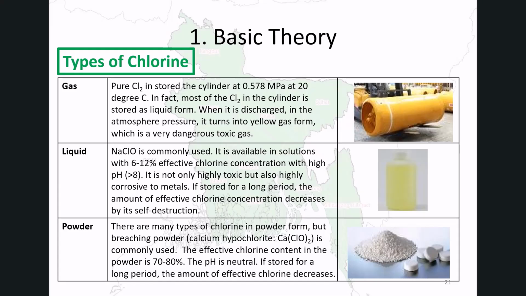Powder chlorine, such as bleaching powder or calcium hypochlorite, is often used in Porshwa water treatment plants. It is dissolved in water to prepare a solution and then injected by pump. Powder form can also decompose after long storage, as well as liquid. Each type has advantages and operational considerations depending on plant size and capacity.